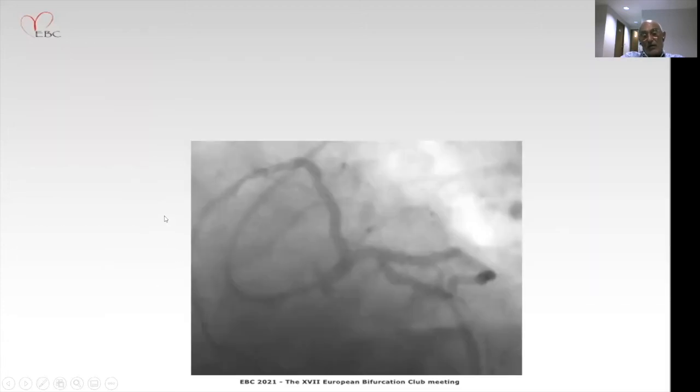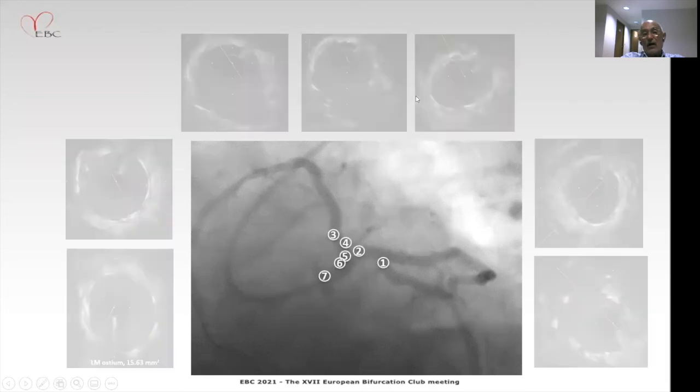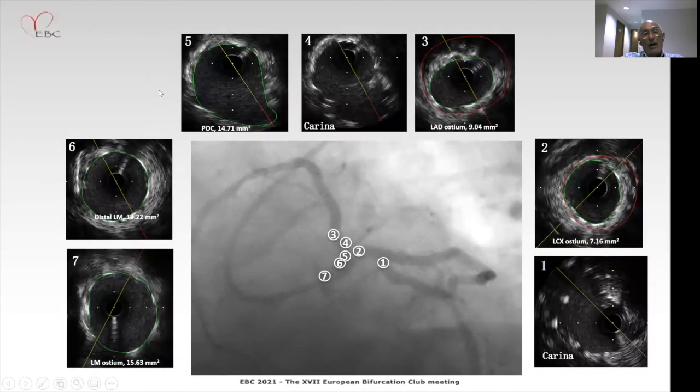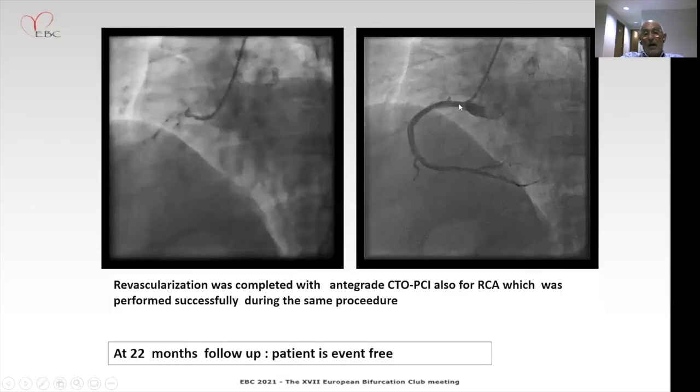Then an IVUS was taken in order to check the previous procedure on both bifurcations on distal left main and circumflex. IVUS confirmed the optimal result. Everything was in place. Stent was well apposed and well expanded at all sides of both bifurcations. And finally, we completed the revascularization with another antegrade approach for total occlusion on right coronary artery, which was performed successfully during the same procedure.